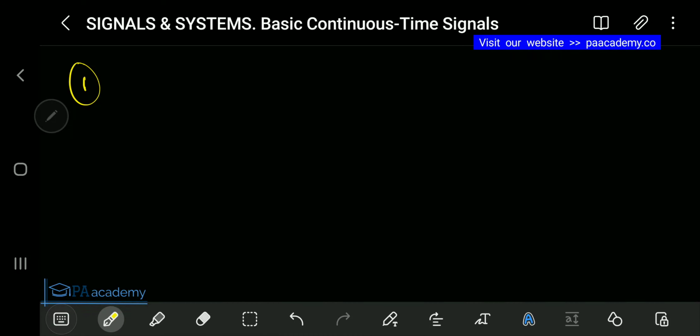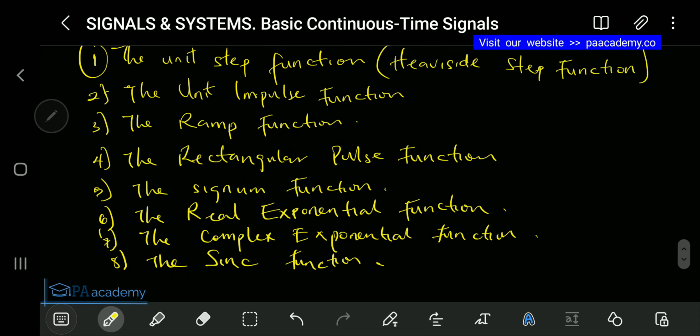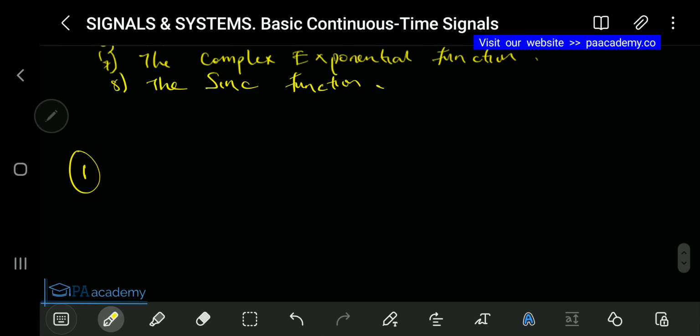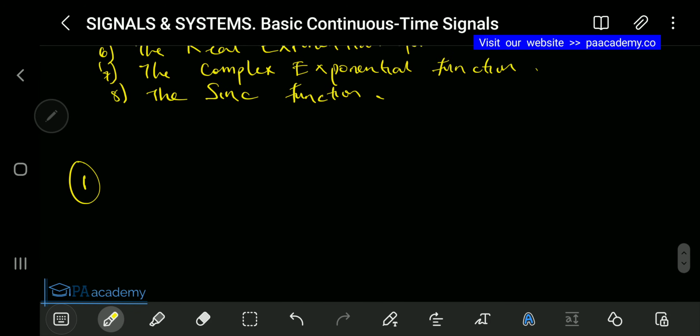So welcome back. In the previous part of this video, we listed out, I think, about 8 basic continuous time signals. So these are all the 8 that we listed out. So in this part of this video, we are going to be looking at each and every one of them. And like I said, we are going to be looking at the mathematical expression and what the diagram actually looks like for each of these basic continuous time signals.